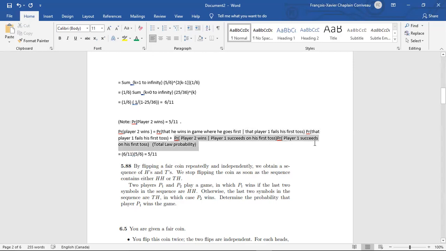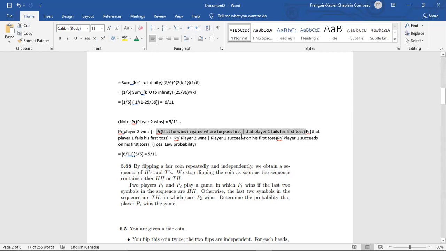Now this whole portion is 0. Why? Because this probability is 0. If player 1 succeeds on his first toss, then player 2 cannot win. So this whole thing goes away. So now what is that probability? Well, player 2 wins the game, given that player 1 failed on his first toss.